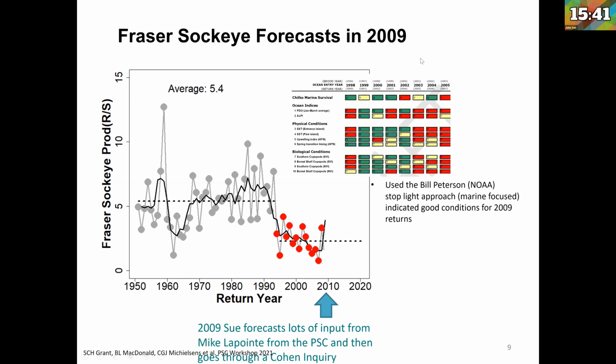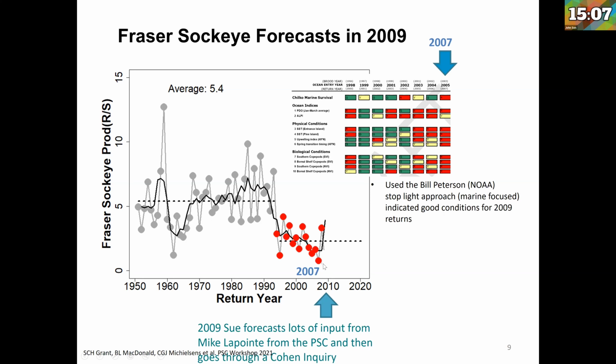In 2009, we were really impressed with the NOAA approach that Brian Burke just described. At the time, it was Bill Peterson who was working on these. And we started to formalize the indicators we were using in the marine ecosystem. So we were using variables, matching it to what we thought were relevant to Fraser sockeye in the Strait of Georgia, as well as variables that we had access to, like boreal shelf copepods on the west coast of Vancouver Island, not totally related to the Strait of Georgia, but we thought they would be reasonable indicators.